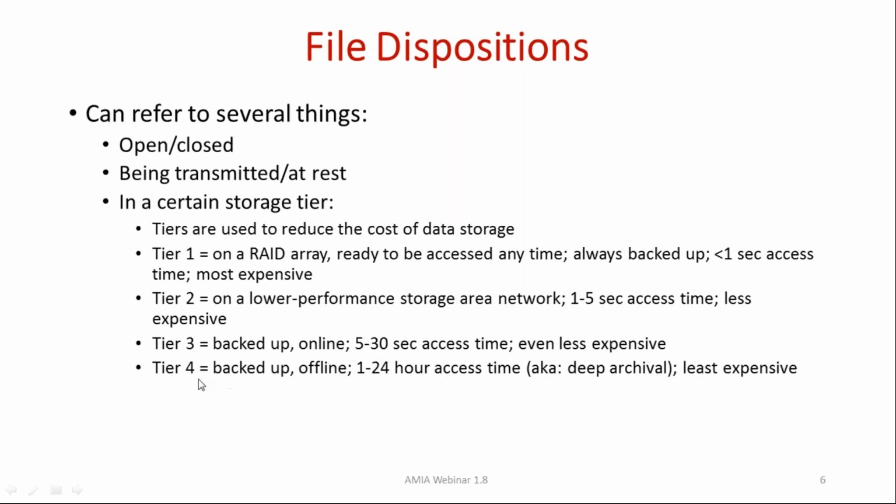And then finally, there's this tier 4, which is offline storage, meaning it's not stored where you can readily access it. Some person has to go retrieve it and then put it in a reading device that is online, so therefore it can be read that way. And that has a much longer access time. 1 to 24 hours is typical. This is also known as deep archival storage, and it's of course the least expensive, but it's not very practical for ready access.